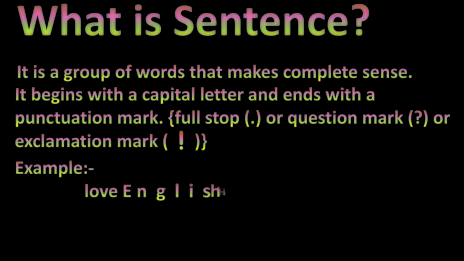The first one is "love English I hub." This sentence does not make any sense. It is not giving any meaning. Earlier we learned that a group of words that makes complete sense is termed a sentence. But here there is no meaning coming out, so this is not a proper, correct sentence. And this sentence is also not beginning with a capital letter.